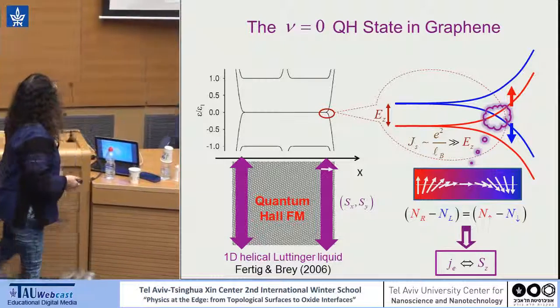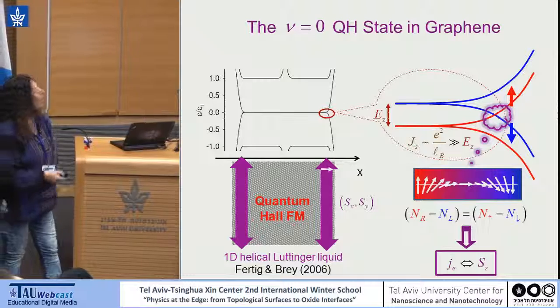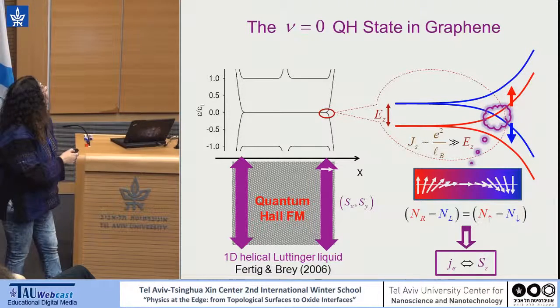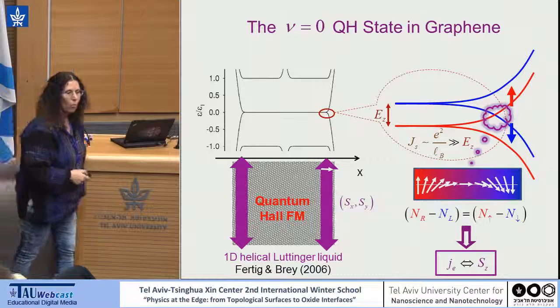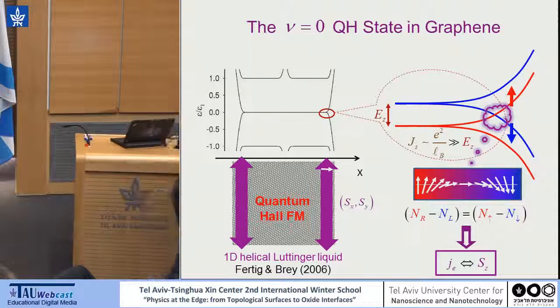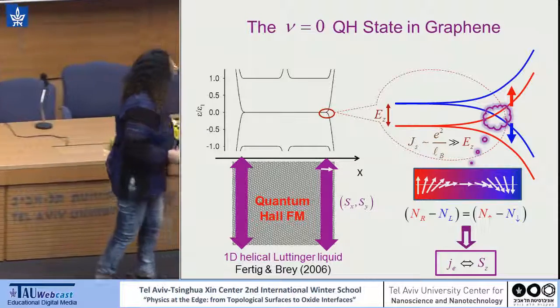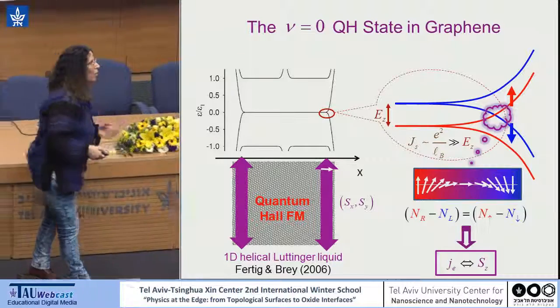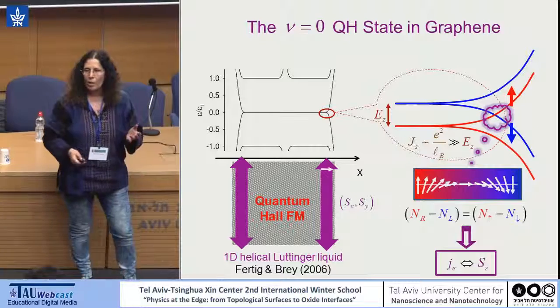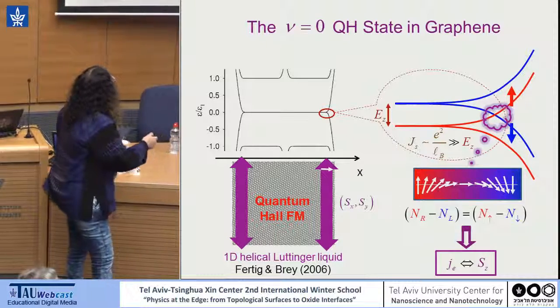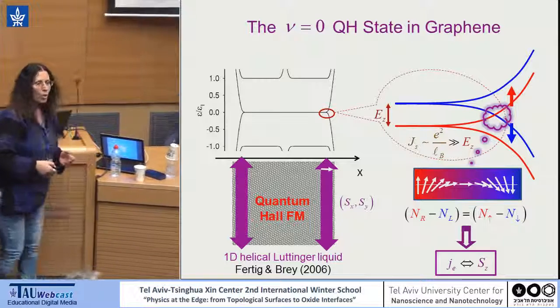So basically, to summarize what I told you so far, we expect the nu equals zero quantum Hall state to be essentially very similar to usual quantum Hall plateau states. Namely, it's going to have a plateau at sigma xy equals 0, because there is a gap in the bulk, the Zeeman gap, or the exchange energy gap.